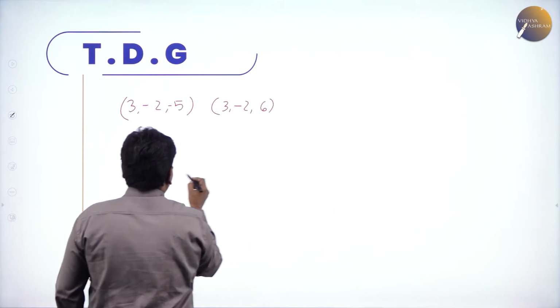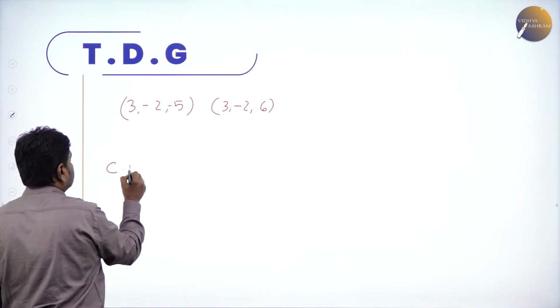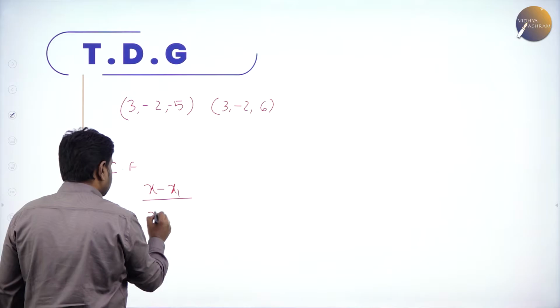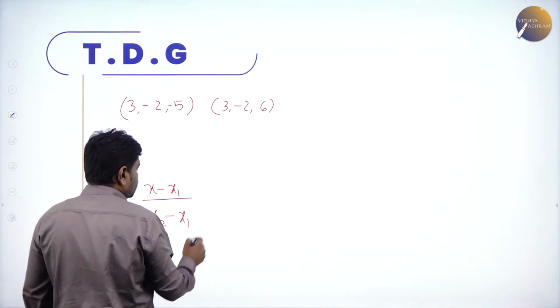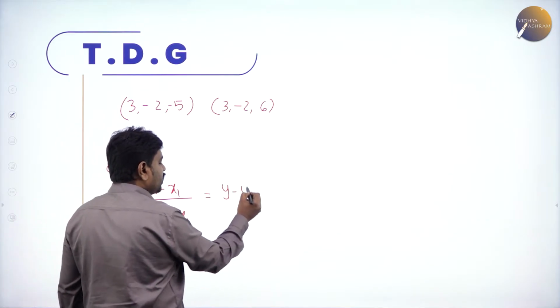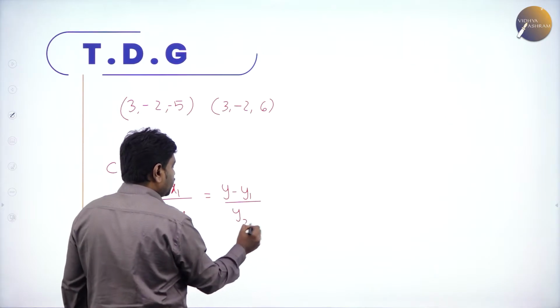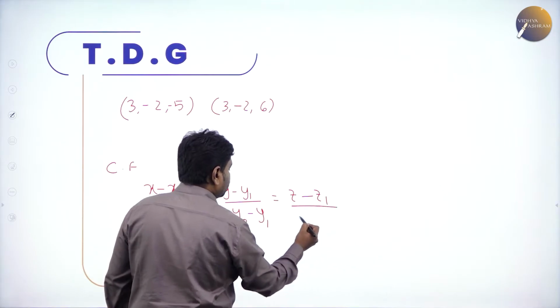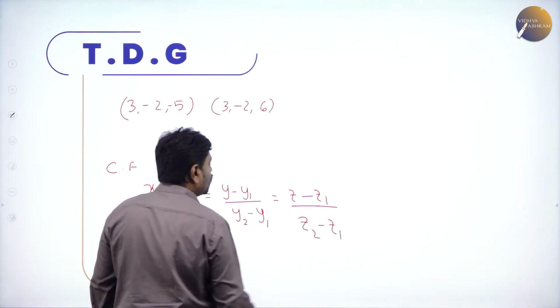So now the Cartesian equation. What is the Cartesian equation? Cartesian form of a line: x minus x1 by x2 minus x1, we have done the derivation for this, is equal to y minus y1 by y2 minus y1 is equal to z minus z1 by z2 minus z1. This is the Cartesian equation of a line passing through 2 points.